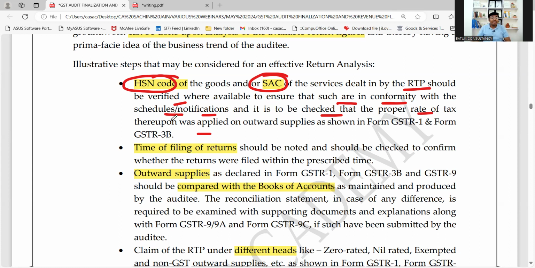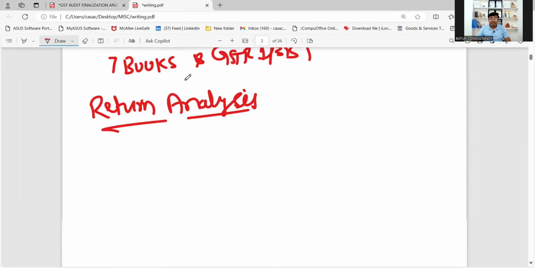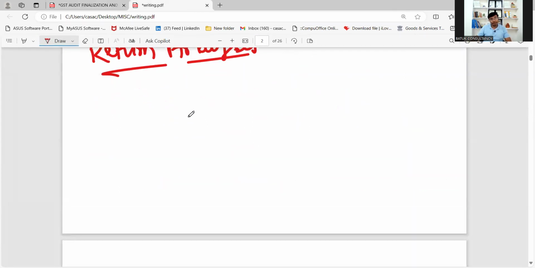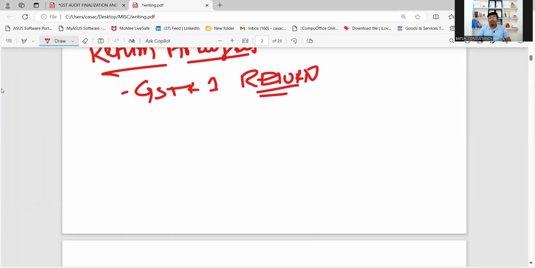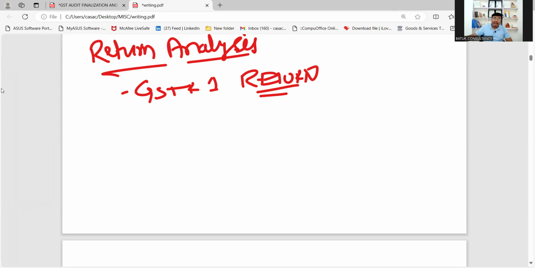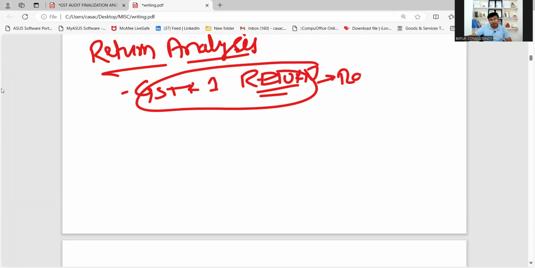Because as we all know, when the person is going to file the GSTR1 return, at the same time that person is going to provide the rate wise detail.